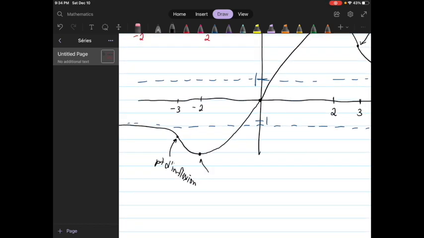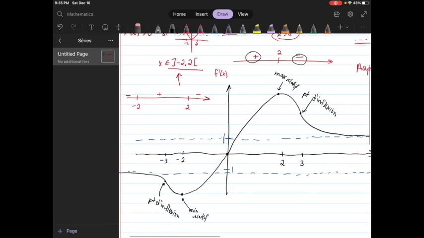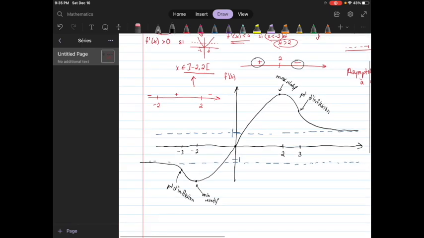So, you know, this is a minimum. Because there's no interval, you just have to say minimum relatif or minimum local. This is a max local or max relatif. And then you have the 2 point d'inflexion, and you have your asymptote, moins 1 and 1.